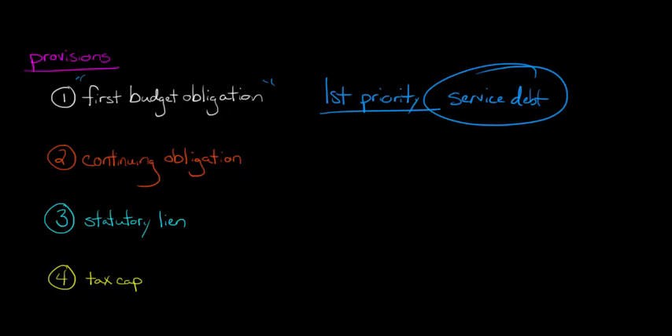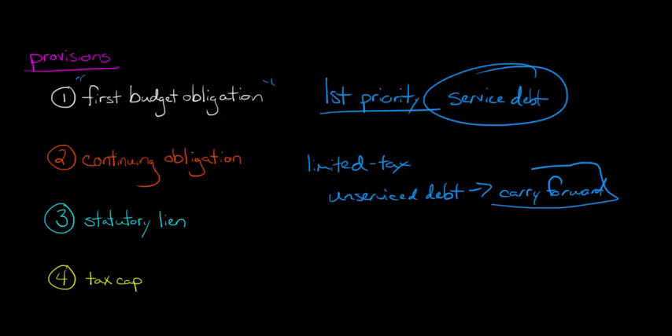Now, with a continuing obligation, in the case of limited tax or the general fund that we talked about before, when you don't have the unlimited tax, you might not be able to service the debt, right? So unserviced debt will carry forward to the future. That means if you can't pay your interest on your debt this year, it'll carry forward, and then the investors can collect that money the next period. They can keep coming for it.